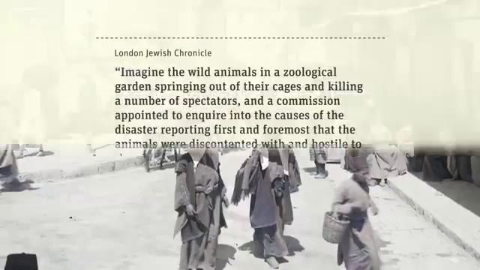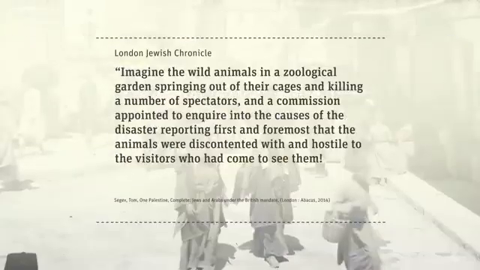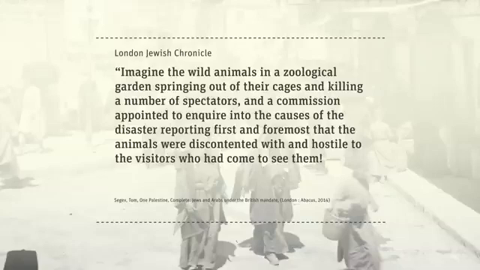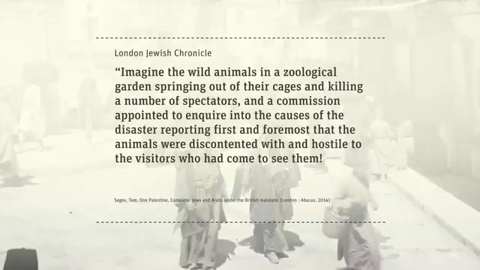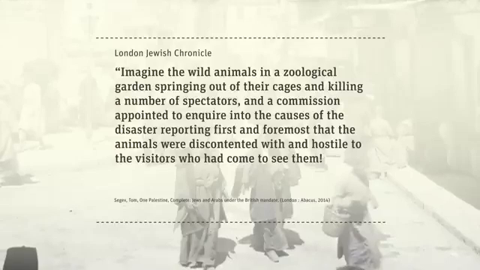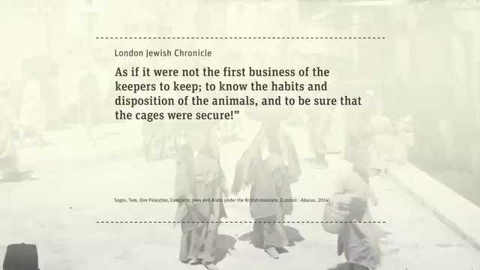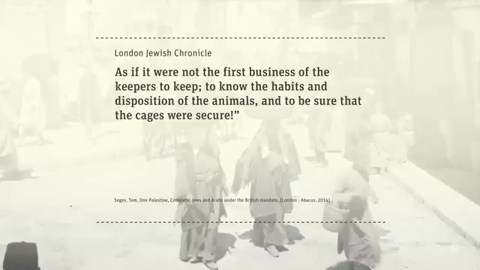"Imagine the wild animals in a zoological garden springing out of their cages and killing a number of spectators, and a commission appointed to inquire into the causes of the disaster, reporting first and foremost that the animals were discontented with and hostile to the visitors who'd come to see them, as if it were not the first business of the keepers to know the habits and disposition of the animals, and to be sure that the cages were secure."